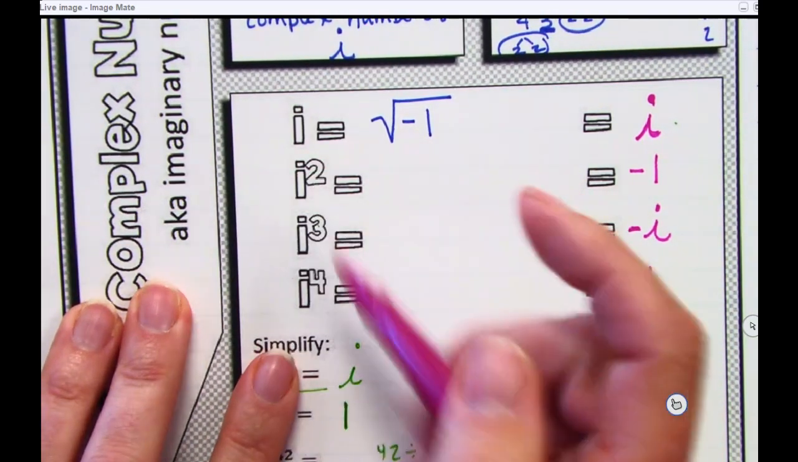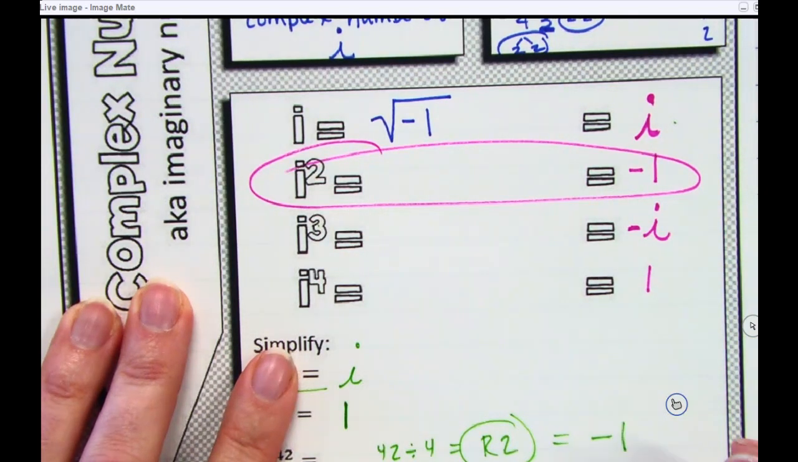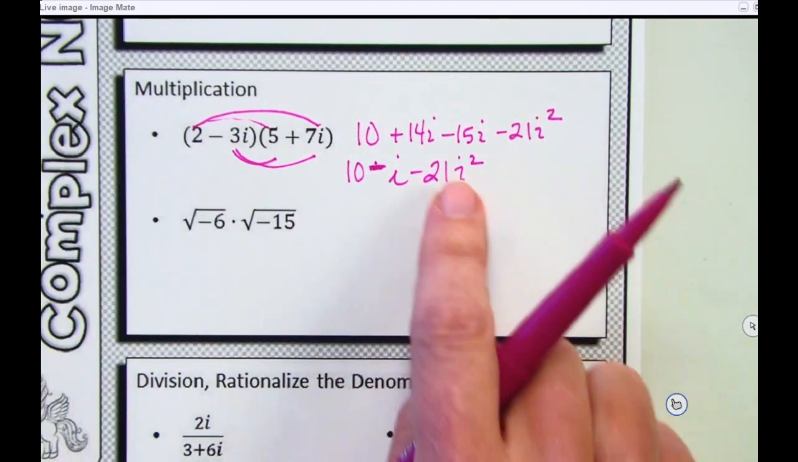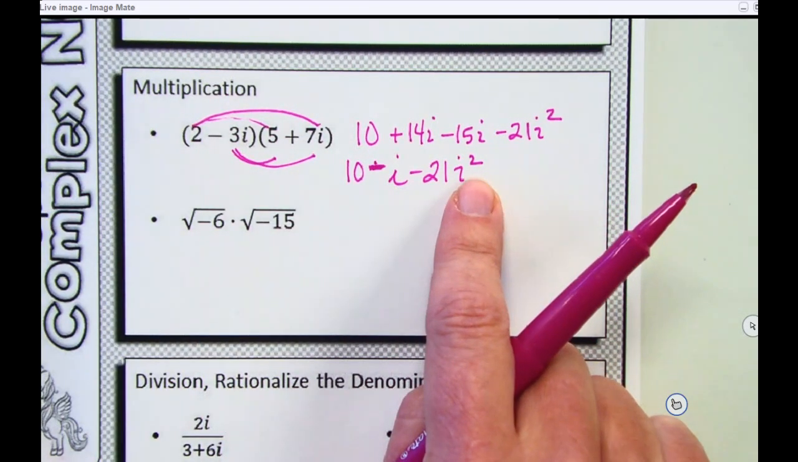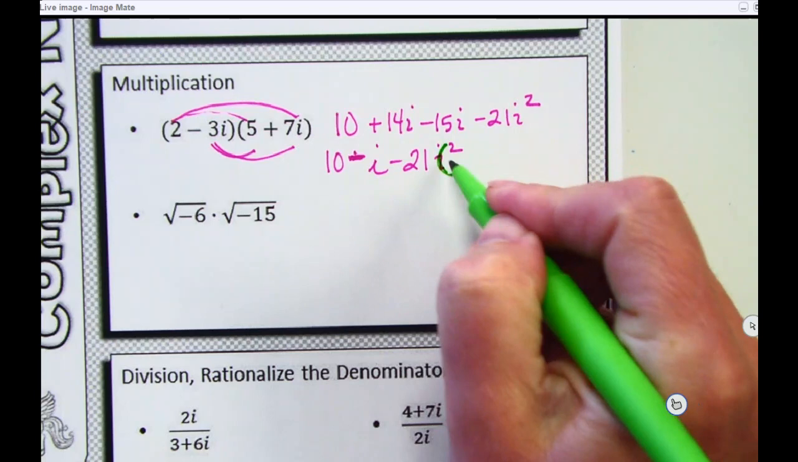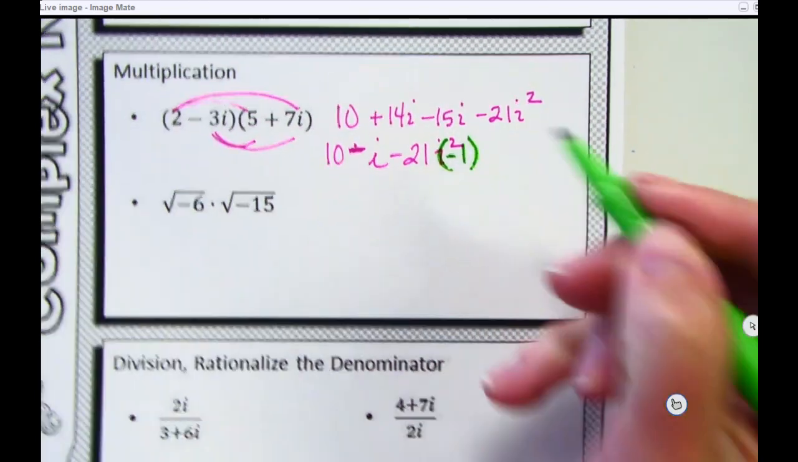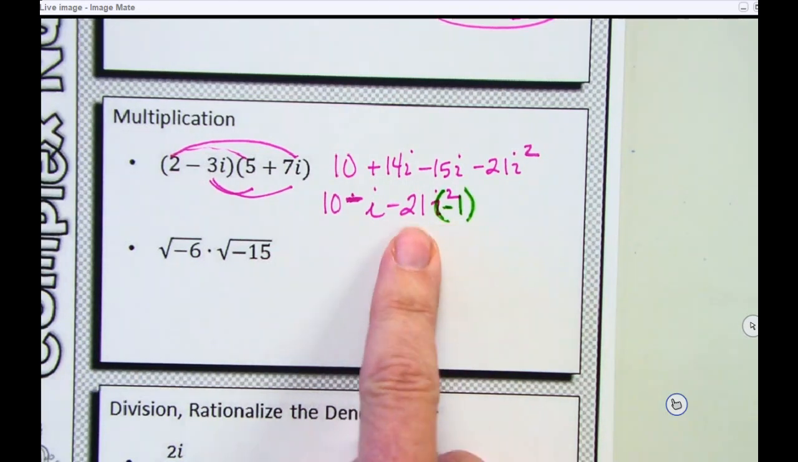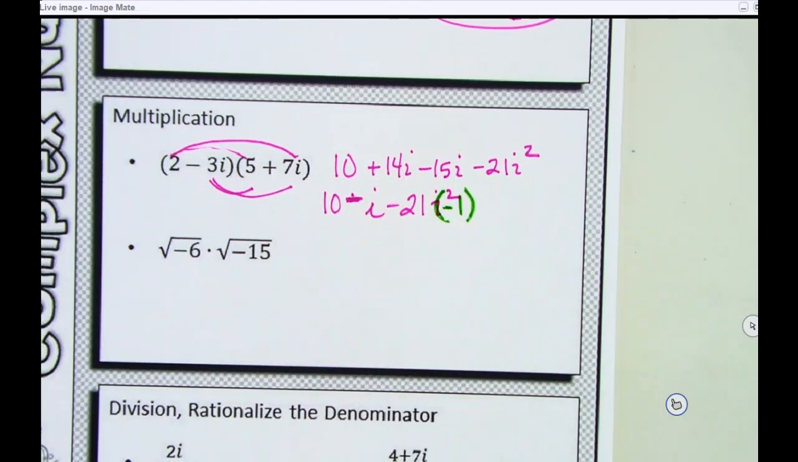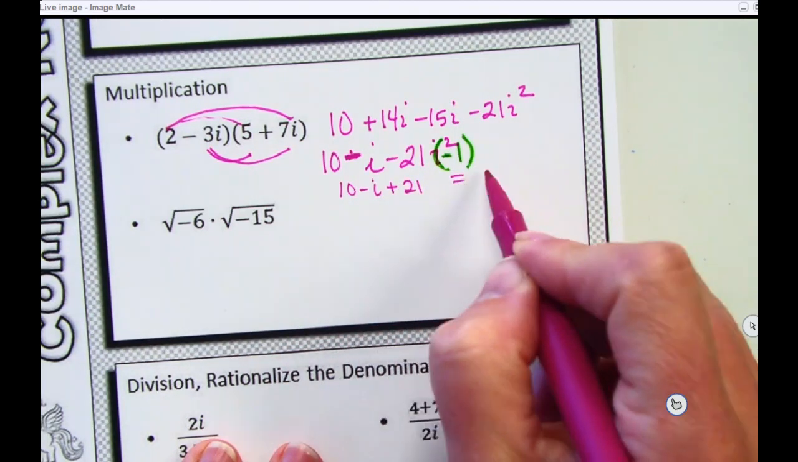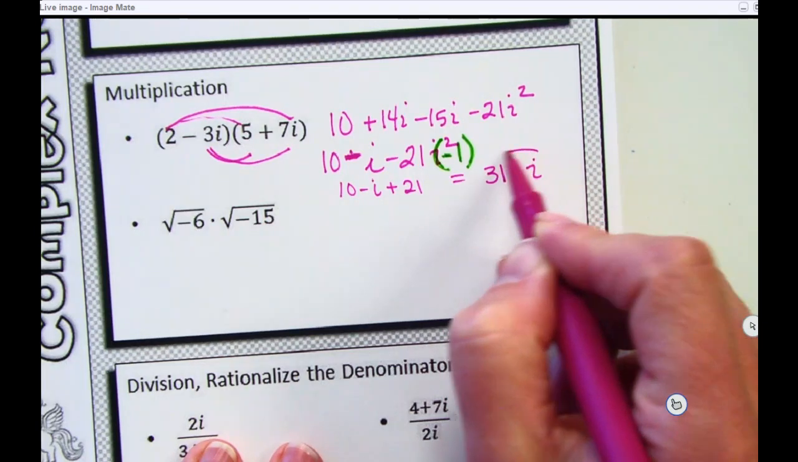is, what does i squared equal? i squared equals negative 1. So over here on this problem, what does i squared equal? Negative 1. So I am going to fully substitute in that place a negative 1. Negative 21 times negative 1 is what? So now I've got 10 minus i plus 21, which equals 31 minus i.